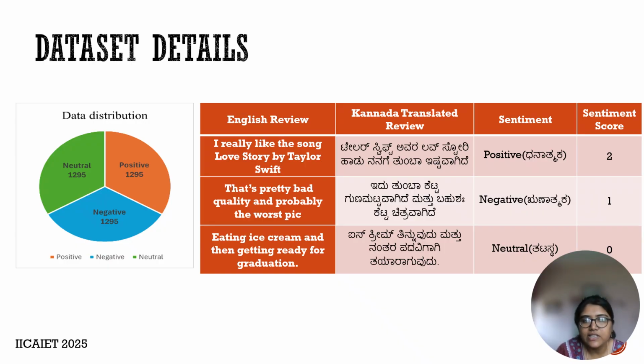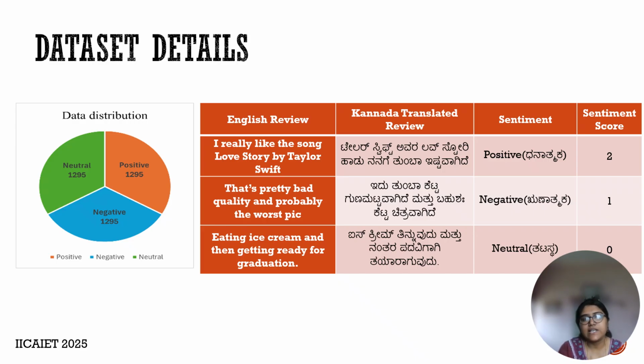If we have "I really like the song Love Story by Taylor Swift," it will be translated into the Kannada dataset, and then its sentiment and the sentiment codes, the numerical labels, will be created. This will be done for the creation of the Kannada dataset.